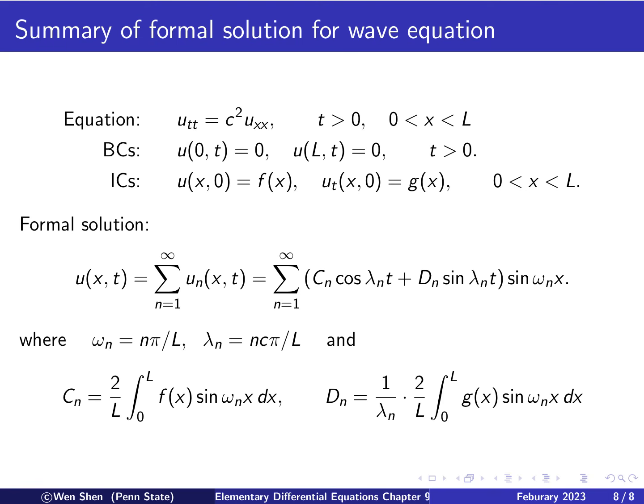In the solution, omega_n is n pi over L, lambda_n is n c pi over L, and the coefficient c_n is computed by finding the Fourier sine series of f, and then d_n is found by finding the Fourier sine series of g, and then dividing by lambda_n. Okay, so that's the derivation for this heavy-looking formal solution.